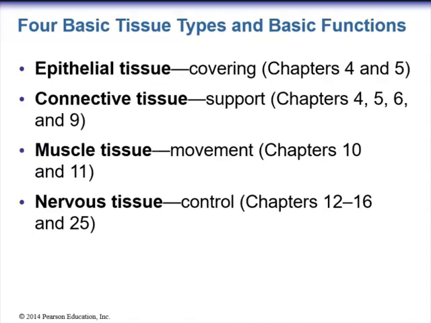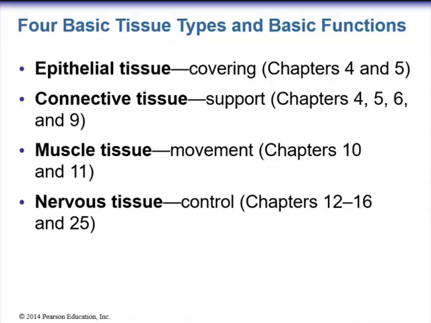The first tissue type we talked about was epithelial tissue. We went over that in lab. Epithelial tissue, their function is mostly for covering. We can see types of epithelial tissue in chapters 4 and 5. We also have connective tissue. The main function of this type of tissue is for support, and we talk about connective tissue in chapters 4, 5, 6, and 9.